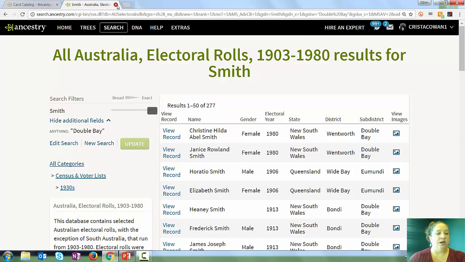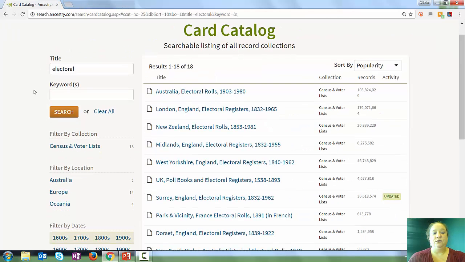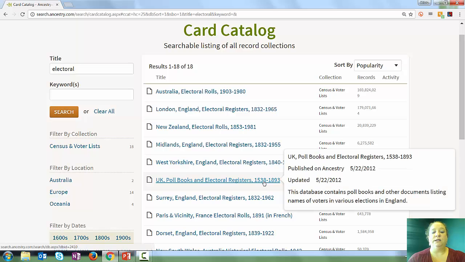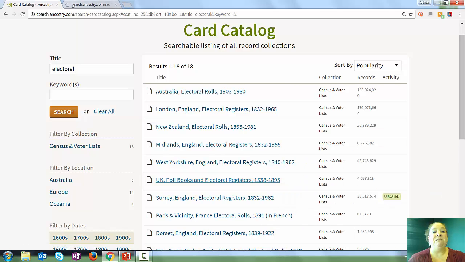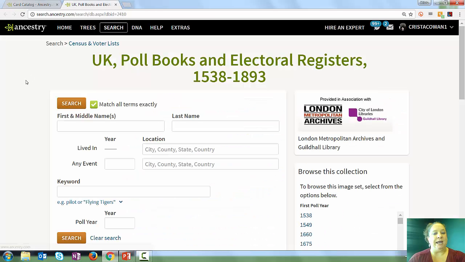So that is Australia. Next, we're going to look at the UK poll books. Now, these particular poll books, there's 4.5 million of them. They date back to 1538. That's one of the things that makes this particular collection amazing, is you get records that date back sometimes way before census records, way before consistent birth, marriage, and death registration.